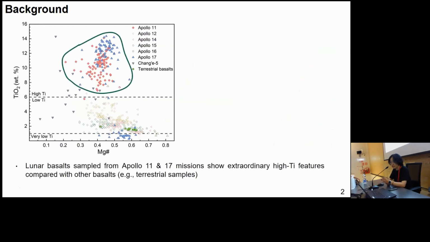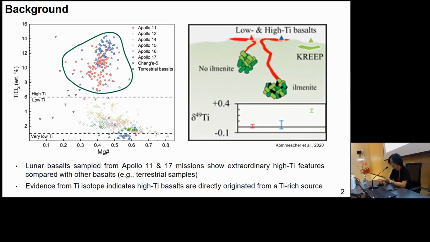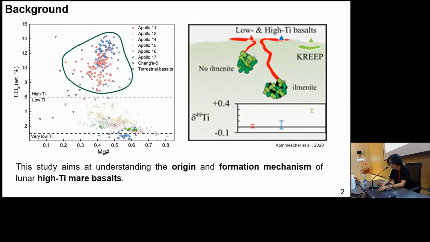Among all the lunar sample return missions, we found that the Apollo 11 and Apollo 17 samples have extraordinarily high titanium features. They have a relatively high titanium content compared with, for example, terrestrial samples. And then we also got some evidence from the isotopes that indicate the high-titanium basalts directly originated from a titanium-rich source.